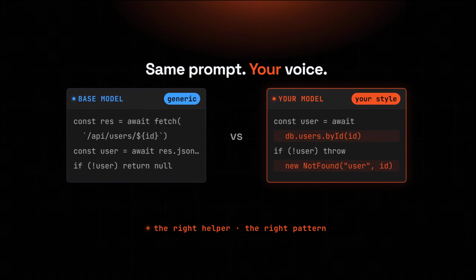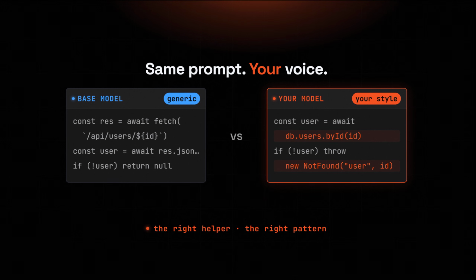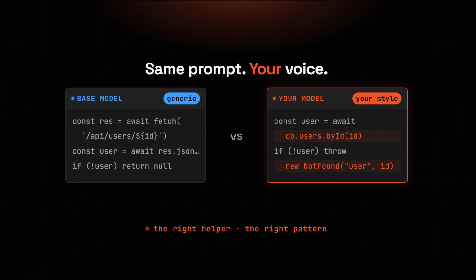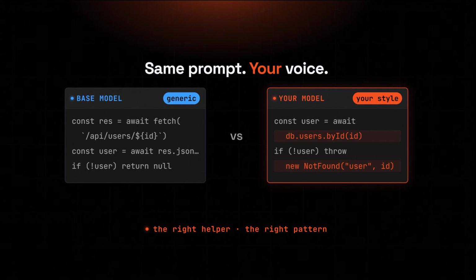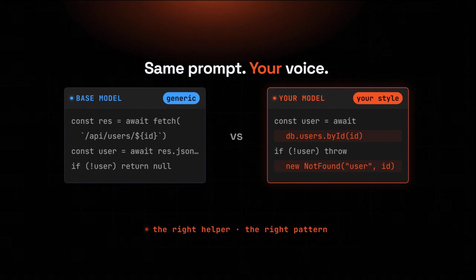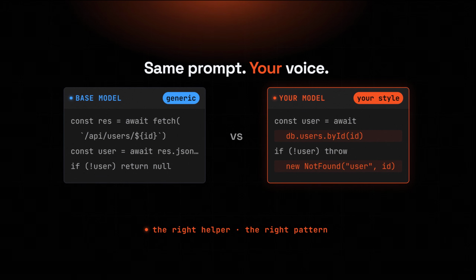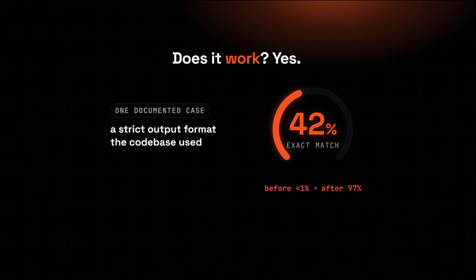Give the base model and your model the same prompt. The base writes generic textbook code. Yours writes it the way your repo does. The right helper, the right pattern, the naming you actually use. Same question, your voice. Does this actually move the needle?